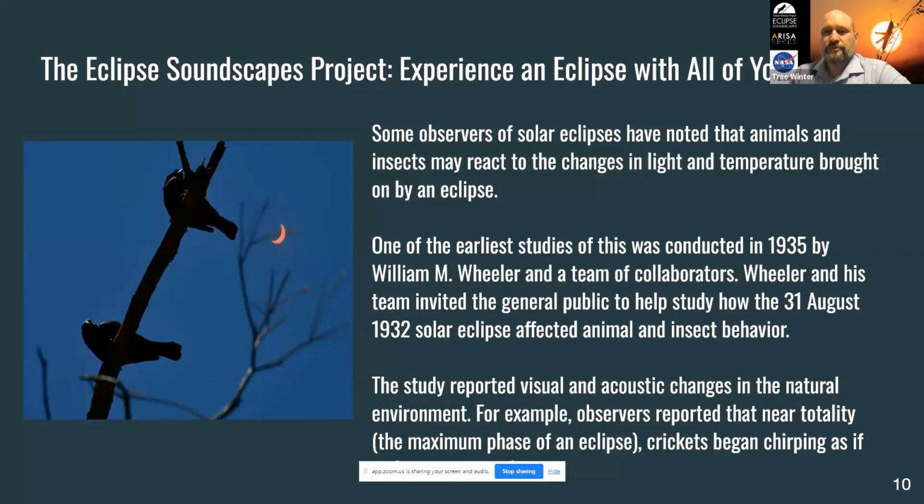What we're trying to do is a direct connection to that 1932 to 1935 study of eclipses that Wheeler did, but to do it in a more modern day using more modern techniques, using all the tips and tricks that we learned about how to engage the public, and also some more modern technology.